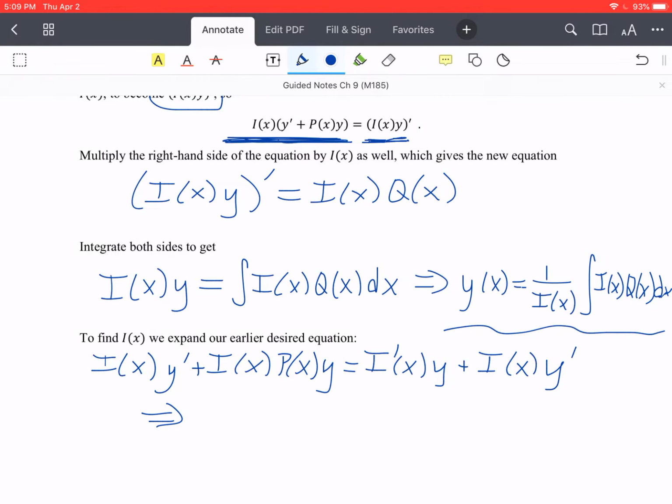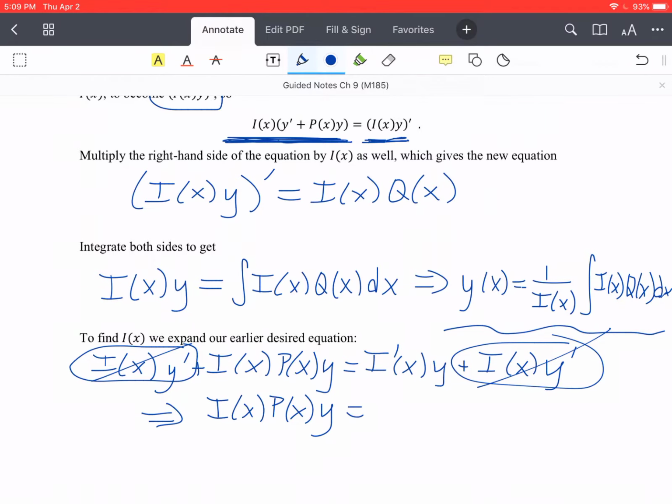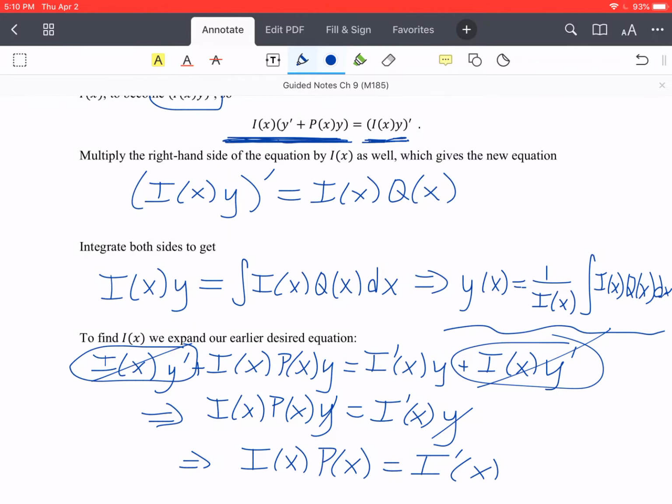Okay. And now, if we look, we have I of x times y prime here and here. Subtract them away. So all we have left is I times p times y equals I prime times y. Divide both sides by y, and we get I times p equals I prime.